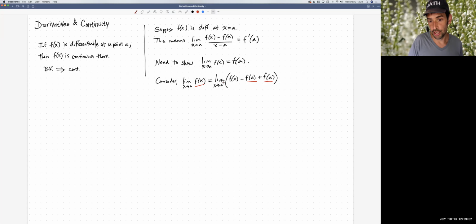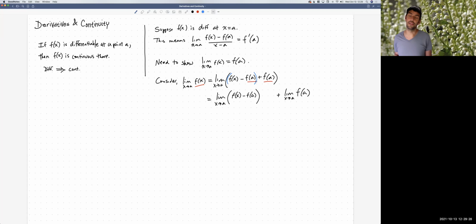So I'm going to use the limit laws. The limit as x goes to a, and I'm going to split this into two different parts, f of x minus f of a, plus the limit as x goes to a of f of a, right? So really what I did here was I grouped this sum in this way, and then used that limit law that lets me split up over a sum.